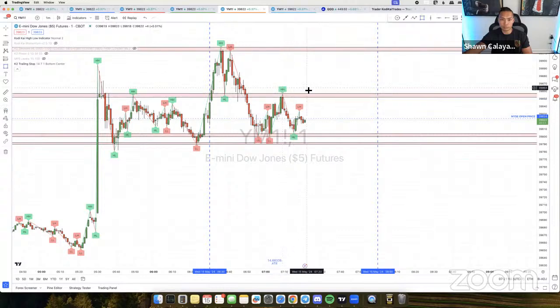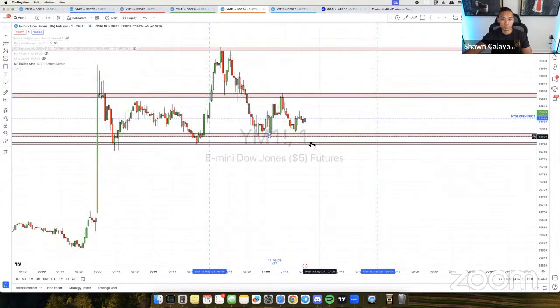So let's mark up some structure here. Okay, so you guys can see this is where the range was earlier. Price pushed up, price ranged around this area, and then now it broke into this lower range right here. So, I mean, you can see that price is not doing anything over here now. It is literally going sideways.